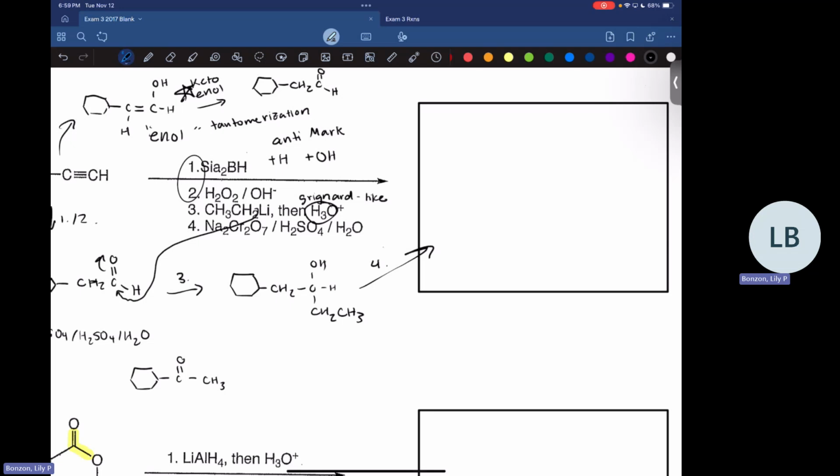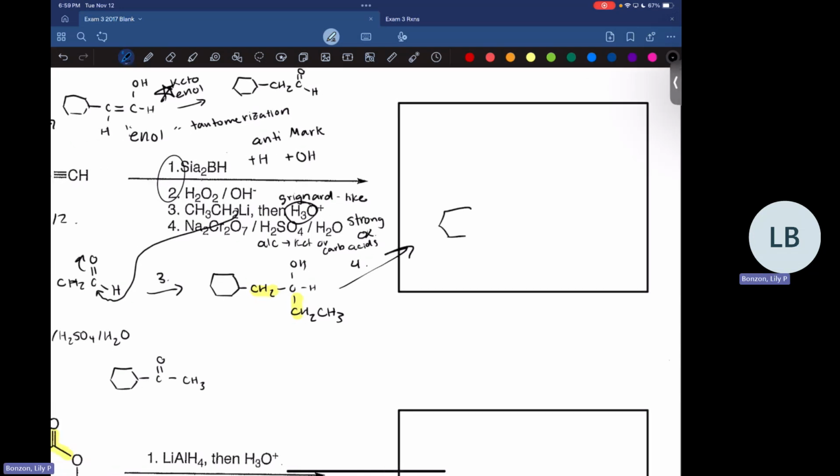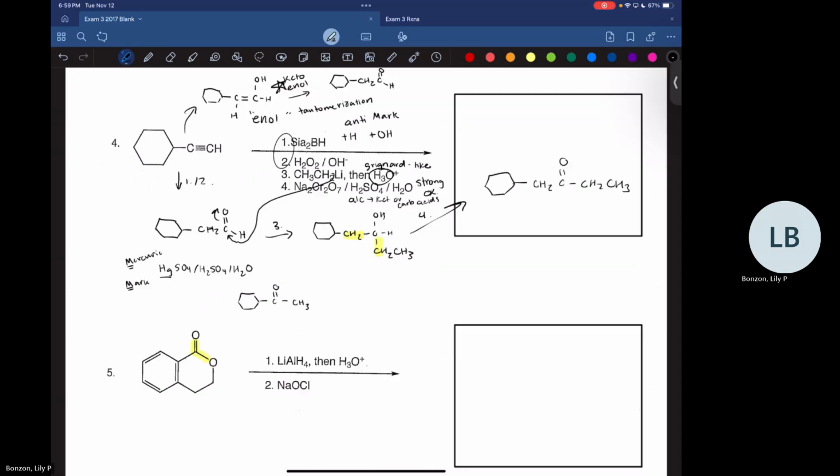So then step 4, we have Na2Cr2O7. This one is going to be a strong oxidizer. And so this one is going to turn alcohols into ketones or carboxylic acids. In this case, since we have a secondary alcohol, it's just going to form the ketone. But what we're going to get is H2C double bond O, H2, CH3. Any questions on this? Okay.